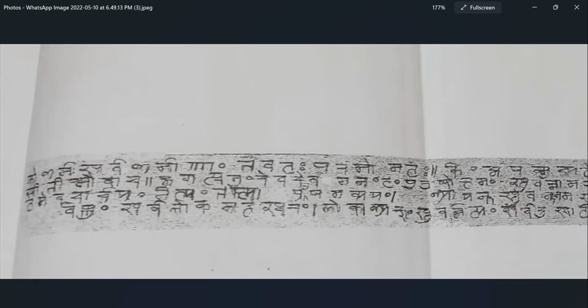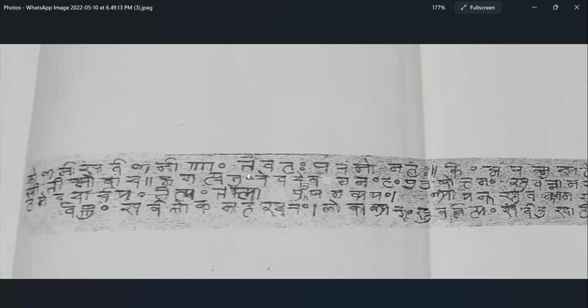First letter is maybe ko. Yes, correct, 100%. Ko, dharmah. Then maybe sa. Sa, yes. Sarva. Dharmanam. Yes, the Anuswar is here. Dharmanam. Very good.